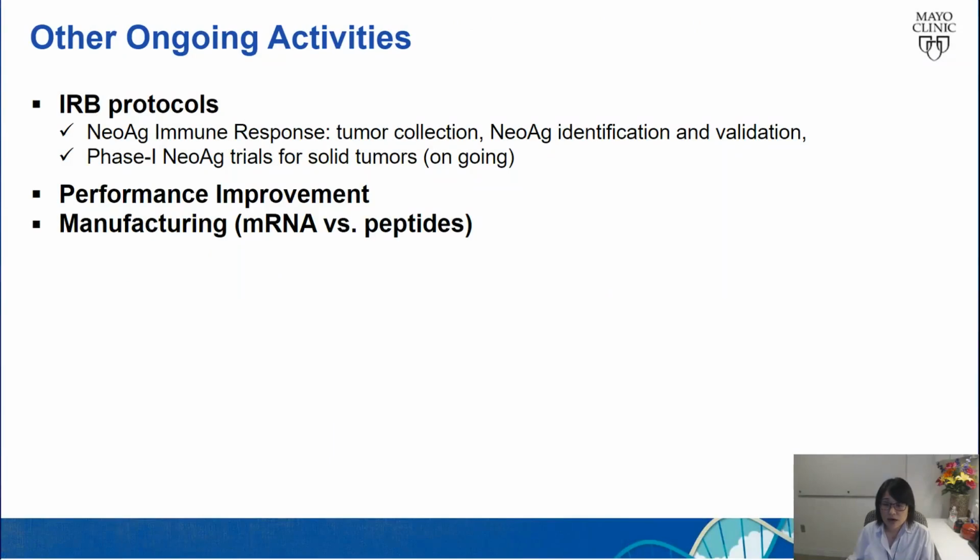We also have two IRB protocols, one for sample collection, neoantigen identification and validation, and one for a phase 1 clinical trial of solid tumors, which is separate from the two individual patient trials. We're also working around the clock to improve the performance of the RealNeo pipeline, for example, to incorporate tumor microenvironment data for patient selection, neoantigen prioritization, and therapy outcome prediction. In addition, we are actively exploring vaccine manufacturing options.